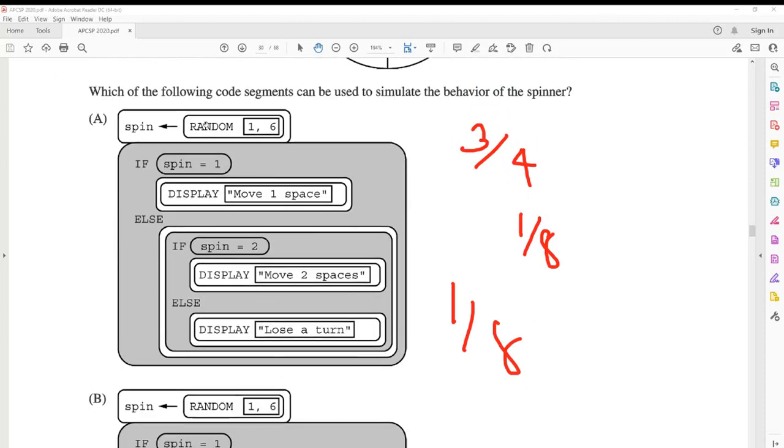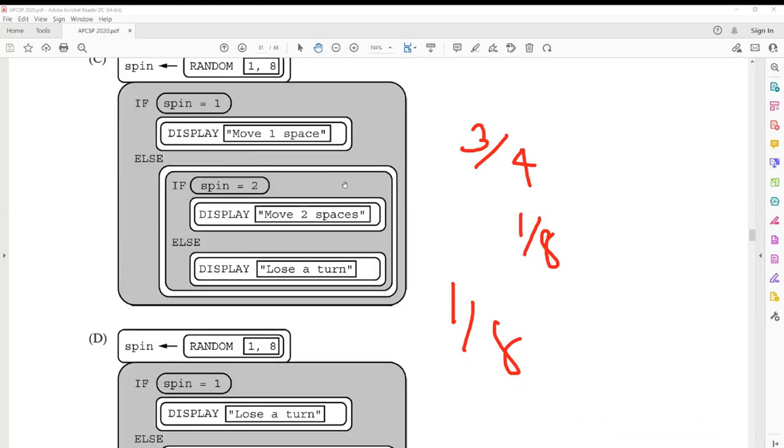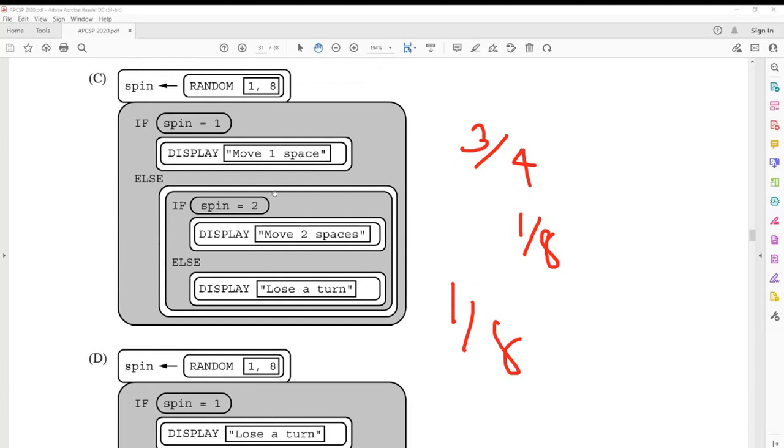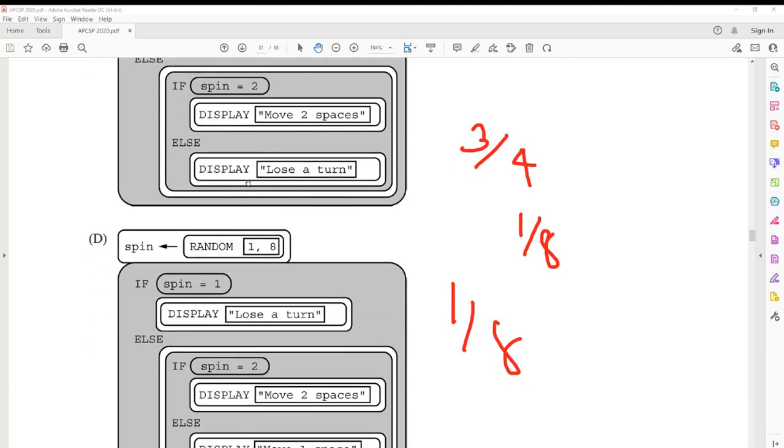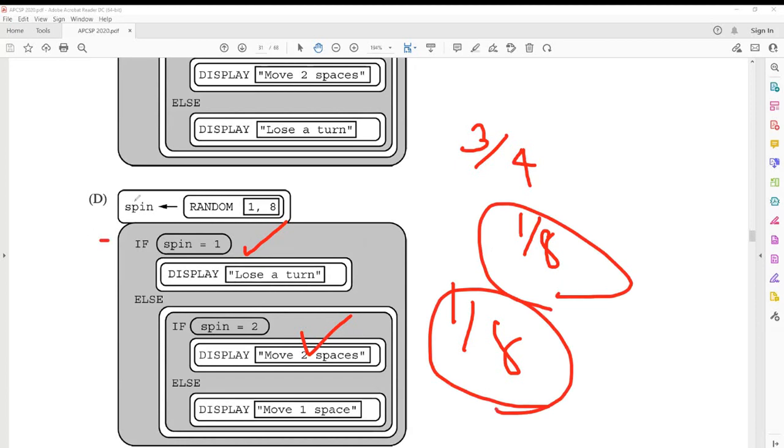So let's see. Random number using 6 is wrong. You must use A. Using a 6 is wrong. So A, B are gone. We only have C, D left. Then your move one should be, you have spin 1, 2. No, spin 1, you actually lose a turn. Spin 2, you actually move 2 spaces. So these are two 1/8 selections. So the answer to 25 is D.